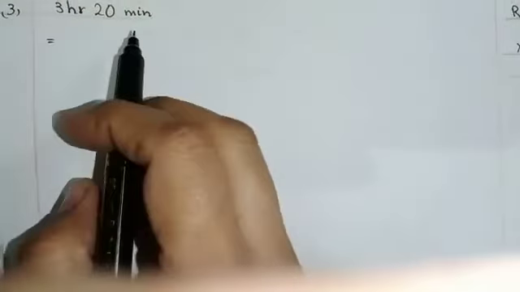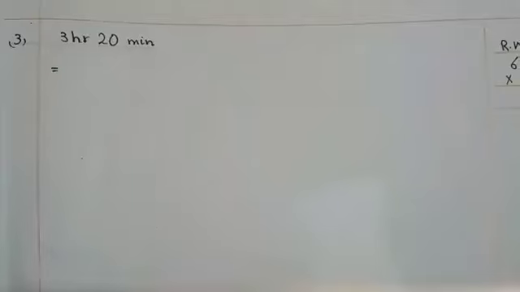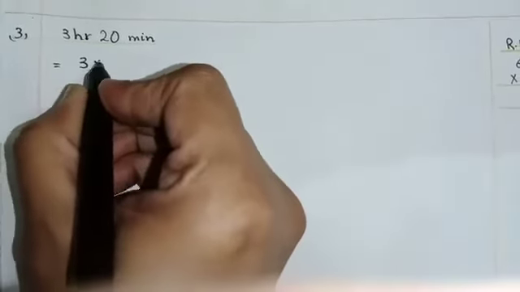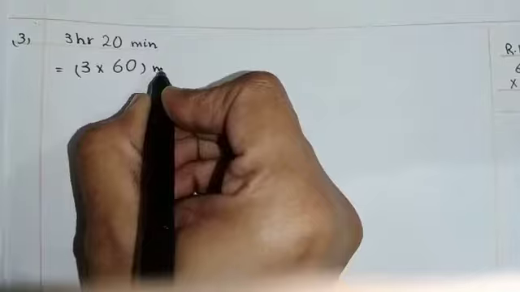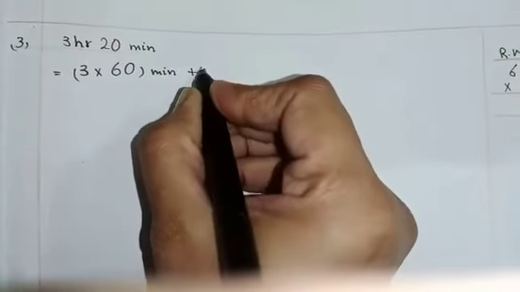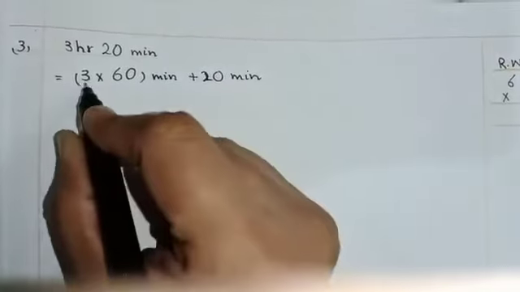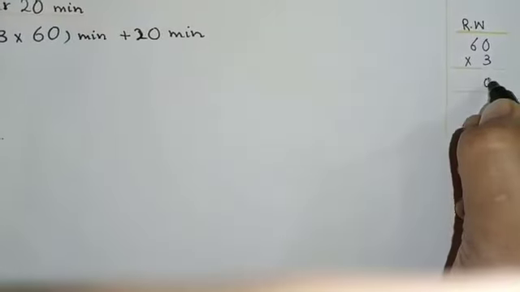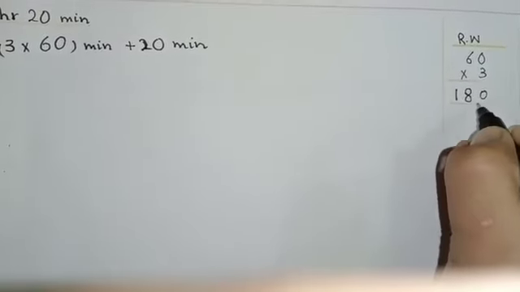Next C part is 3 hours 20 minutes. Again we convert hours into minutes. We multiply it with 60 because in 1 hour there are 60 minutes, plus 20 minutes. Now we multiply 3 with 60. 3 sixes are 18. So the answer is 180.